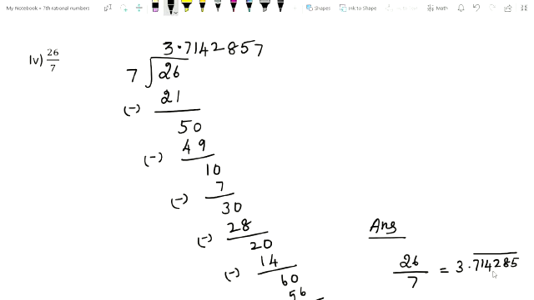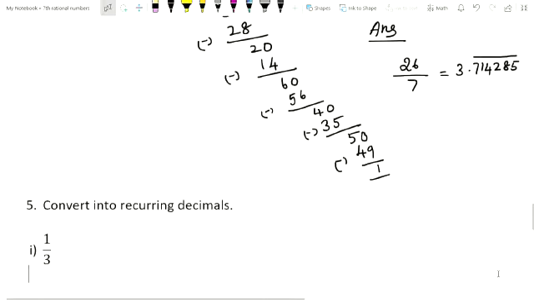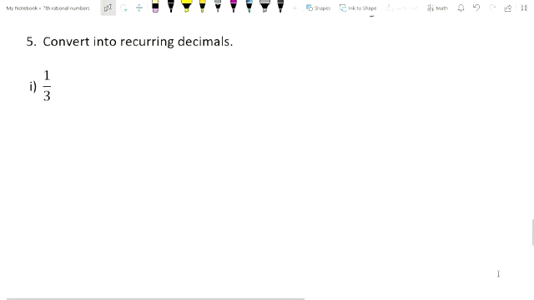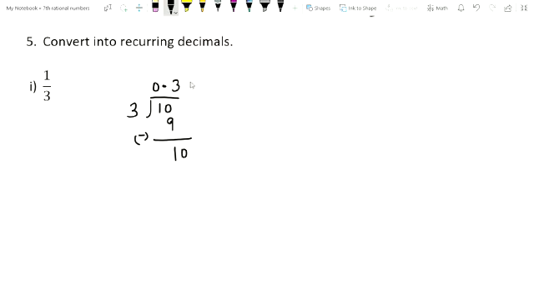Okay, so the next one: convert into recurring decimals. Here 1 is the dividend, 3 is the divisor. So we can't divide. What do we want to do? Just keep the decimal, add a 0. How many times does it occur? 3 times. 3 threes are 9. Now you subtract this, what will you get? 1. And add a 0. 3 threes are 9. And subtract this, what will you get? 1. Add a 0. 3 threes are 9.